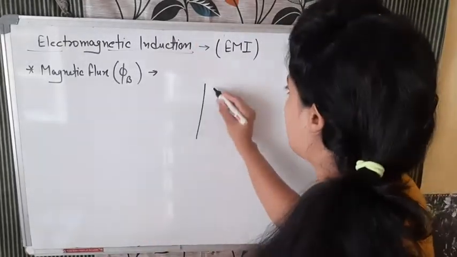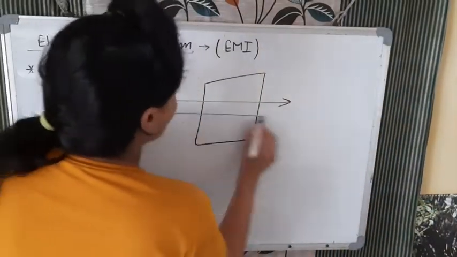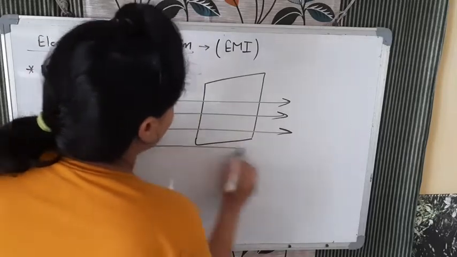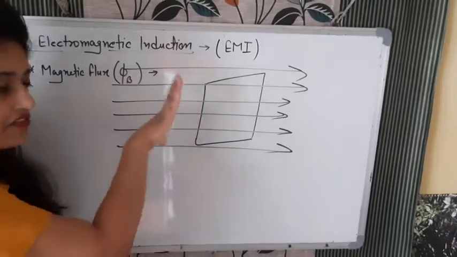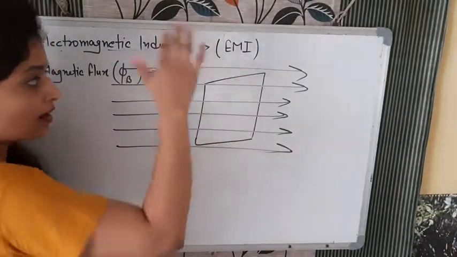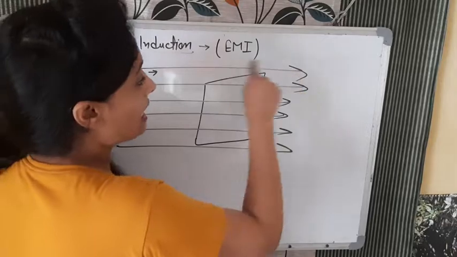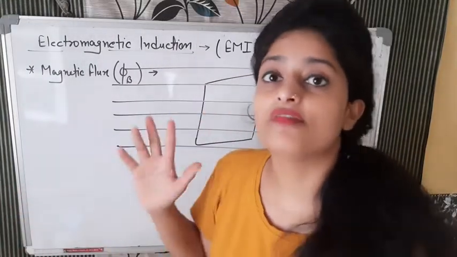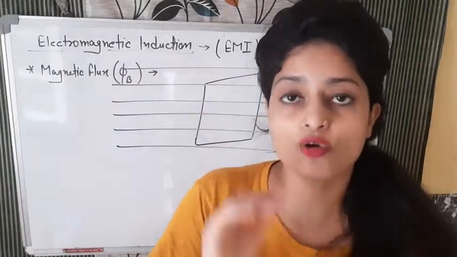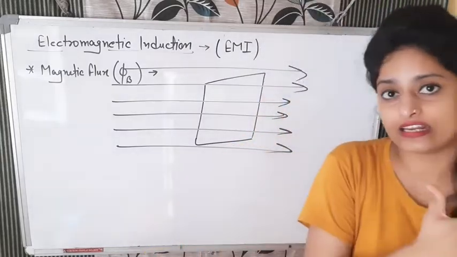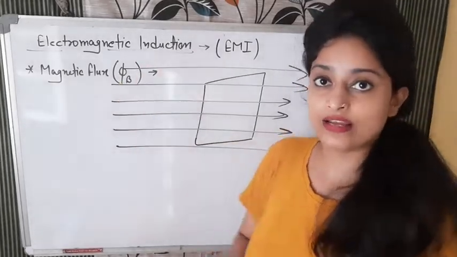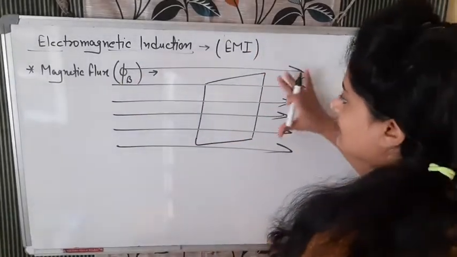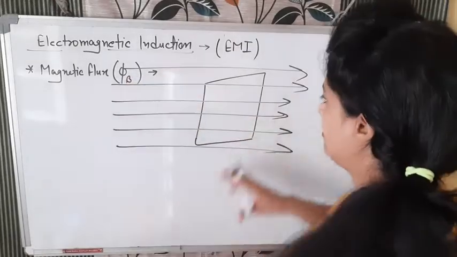See, for example, here is this area and here magnetic field lines are going from here like this. So magnetic field lines crossing this area perpendicularly, those are known as the magnetic flux. Magnetic flux is the number of magnetic field lines crossing any area perpendicular to it, phi B. Now this phi B depends on which factor.